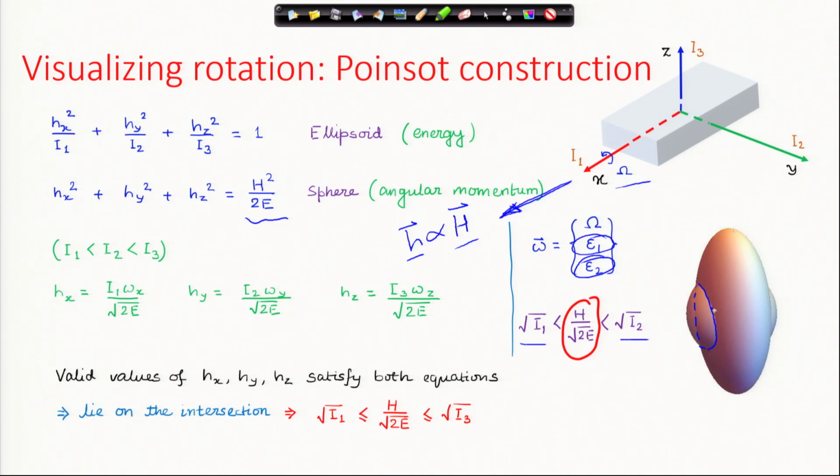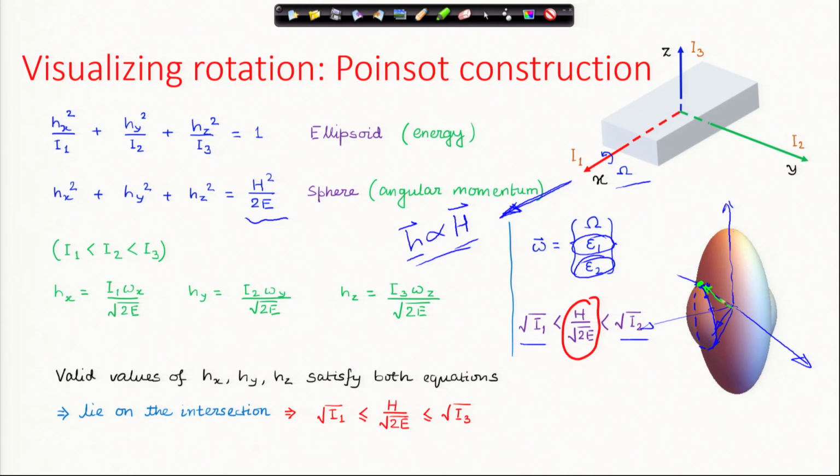But now it says that h values must come from this intersection. In other words, if I consider some inertial frame like this, then h must have these magnitudes and these directions, but actual h cannot change direction. Actual h cannot change direction. So, what is happening? Let me take this point.